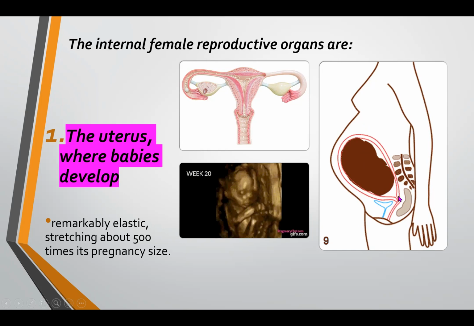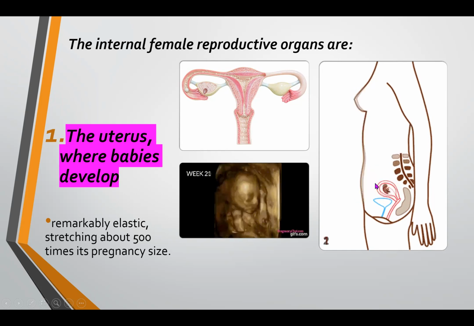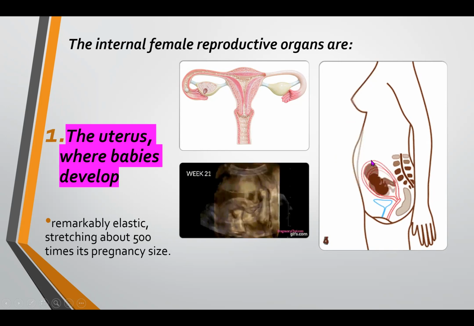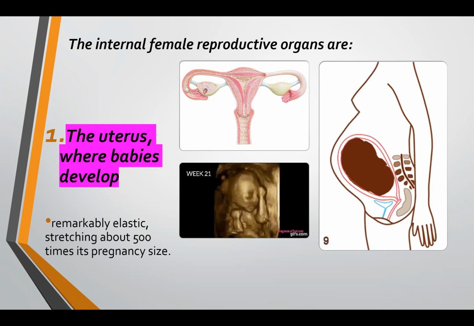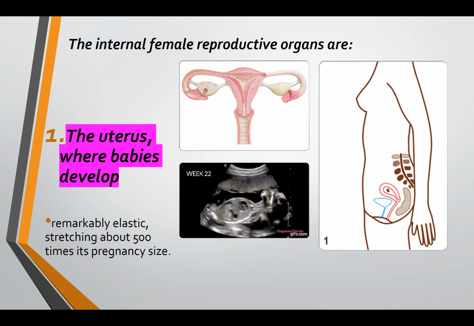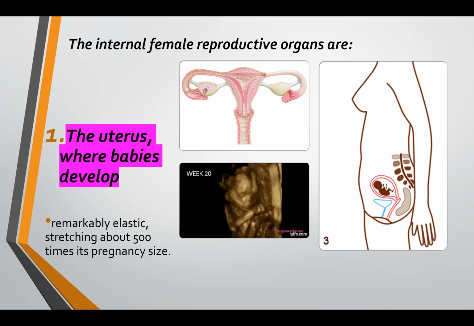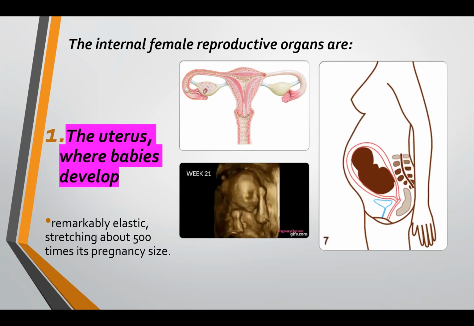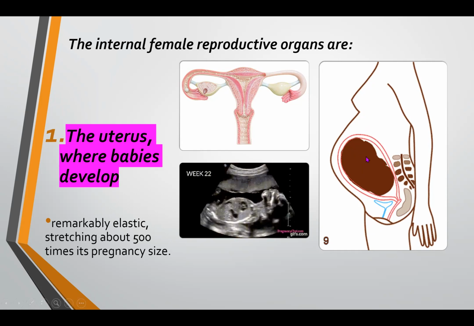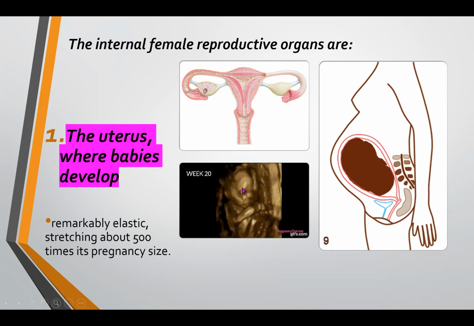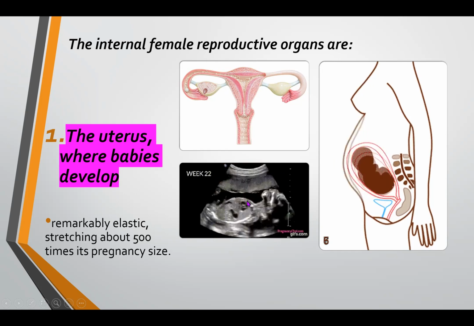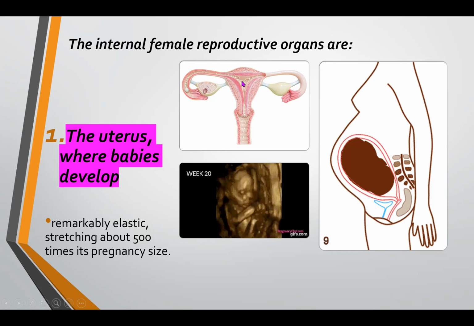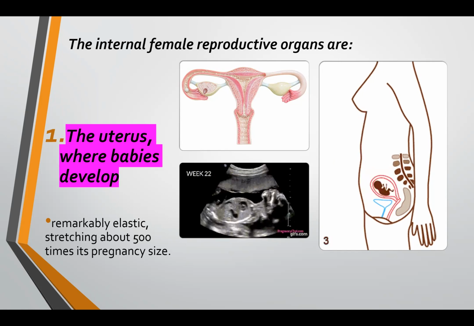When a female gets pregnant, the uterus gets bigger as the baby also gets bigger. The uterus is expanding during pregnancy because it is remarkably elastic. It can stretch about 500 times during pregnancy. It's very amazing. As you can see in the picture right here, the baby gets bigger and the uterus gets bigger also. Again, what female organ is where the babies develop? What do you call it?